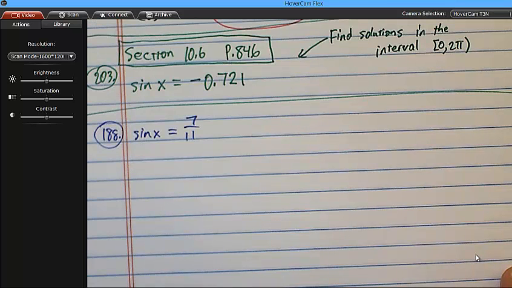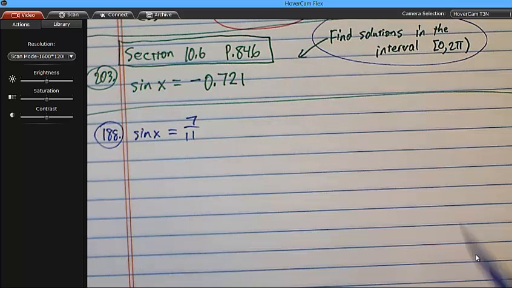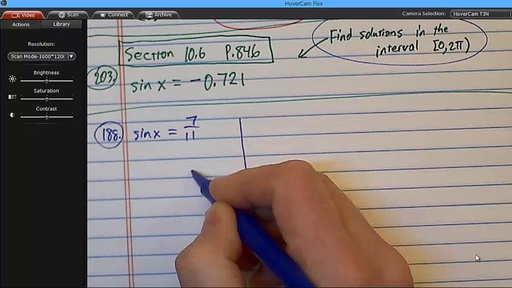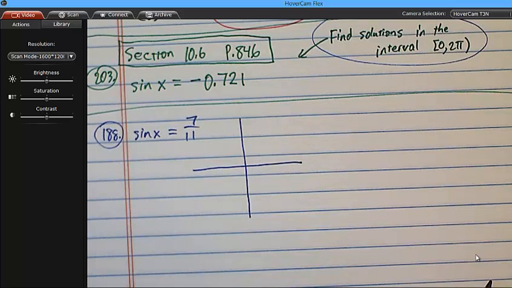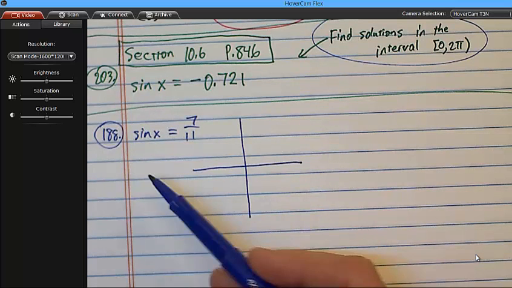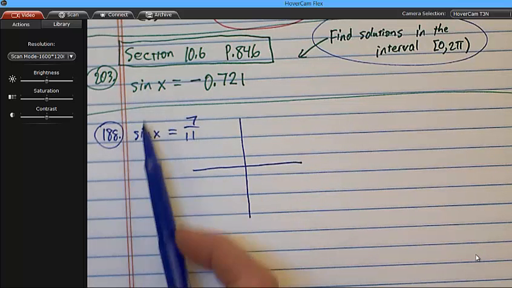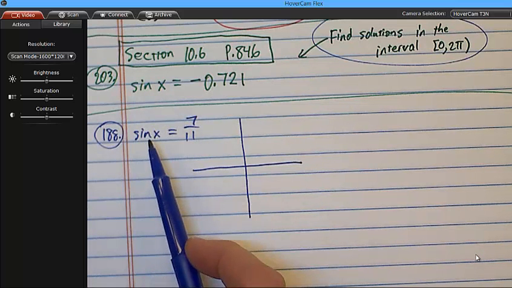And it says what we're trying to do again is find all the solutions in the interval 0 to 2 pi. Now, I want to draw a picture, which is my usual process. And you'll notice that 188 is different than 203. It's one of the reasons I picked it. They're both sine, but one of the things that's different is that it's positive.